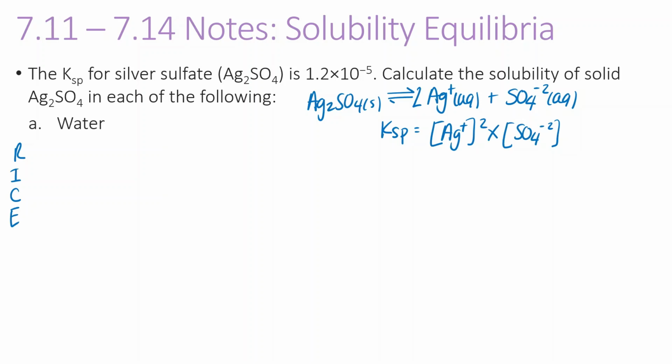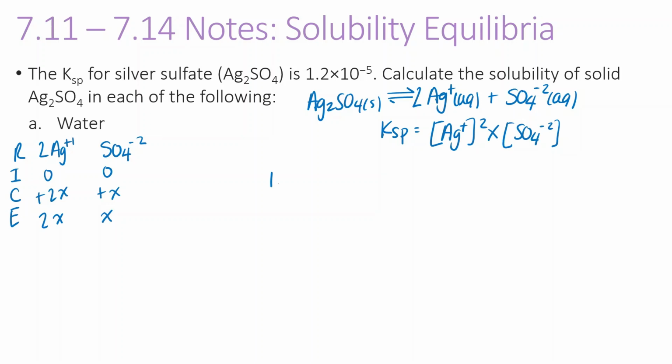So in my Rice chart, I'm only going to include my silver and my sulfate. So initially in the water, we don't have any of these ions formed. So in order to get to equilibrium, I'm going to gain some amount, twice the amount of silver as sulfate because of the reaction stoichiometry. So at equilibrium, my concentration of silver will be 2X, and my concentration of sulfate will be X.